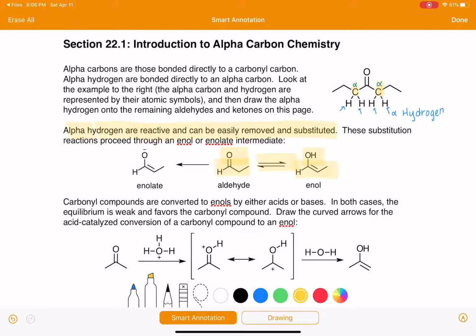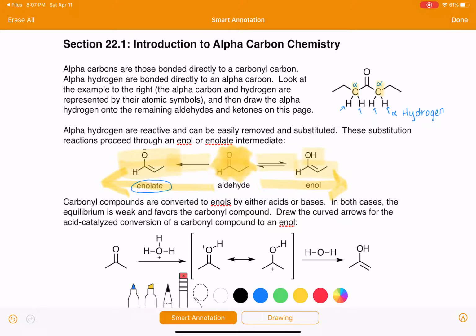The other option, which we haven't seen before, as I'm drawing here to the left, would be a deprotonation, forming an anion, and we call this guy the enolate. It's a deprotonated enol, so it's called an enolate. That's where it gets its name. So these reactions that we're going to look at in chapter 22 typically are going to start with an aldehyde, and then in one of the first steps of the reaction, we're either going to turn that aldehyde into an enol, or we're going to turn the aldehyde into an enolate and then go from there.